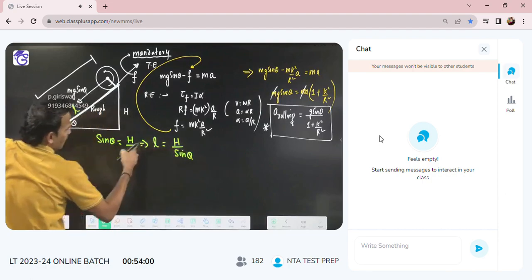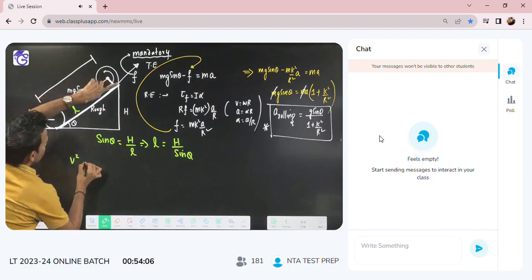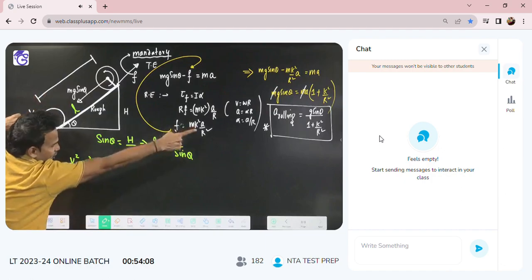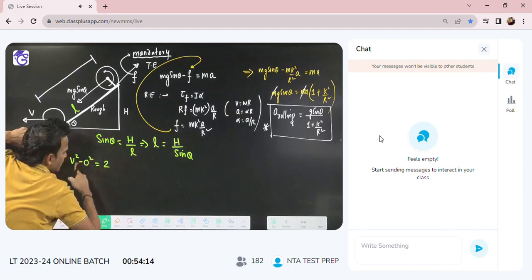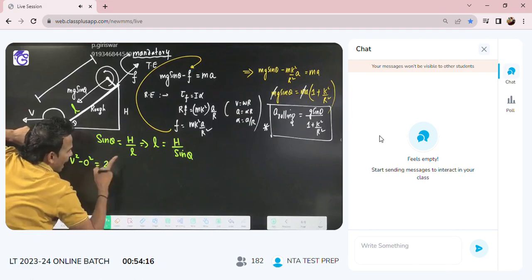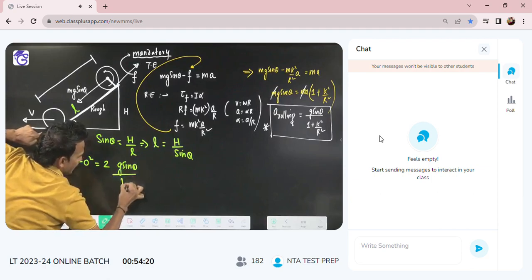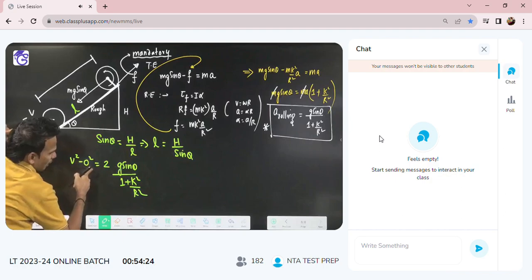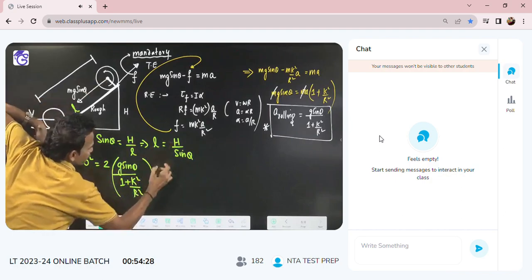Once you have the distance, you can use the third equation of motion: v square minus u square equal to 2a. For rolling, you just calculated the acceleration of the body. A is g sine theta by 1 plus k square by r square. So v square minus u square equal to 2a into s.